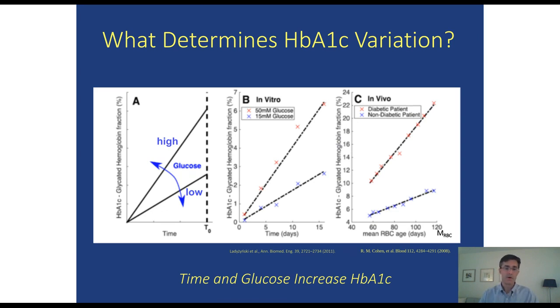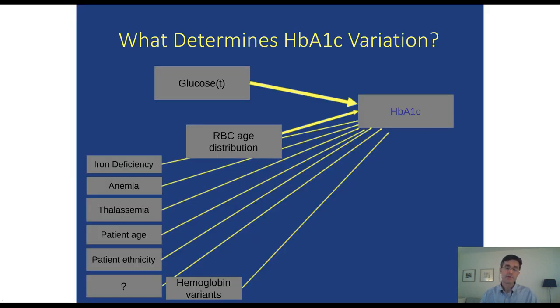There are many other proposed contributions to A1c variation. There's evidence in the literature that iron deficiency is associated with differences in A1c independent of glucose. Anemia as well, patient age, ethnicity, thalassemia carrier status, and hemoglobin variants are also associated with differences in A1c.